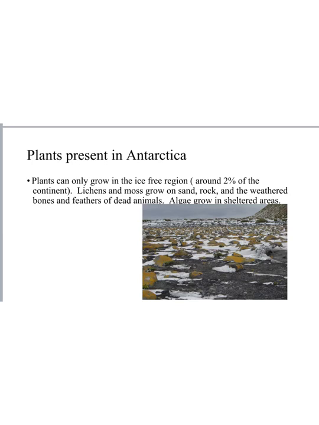Plants present in the Antarctica. Plants can only grow in the ice-free region, which is around 2% of the continent. Lichens and moss grow on the sand and rock and the weathered bones and feathers of dead animals. Algae grow in sheltered areas, but this is all changing.